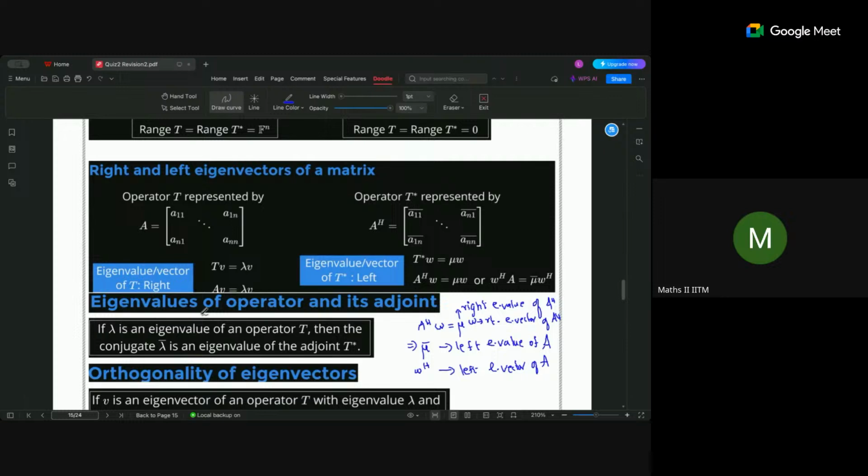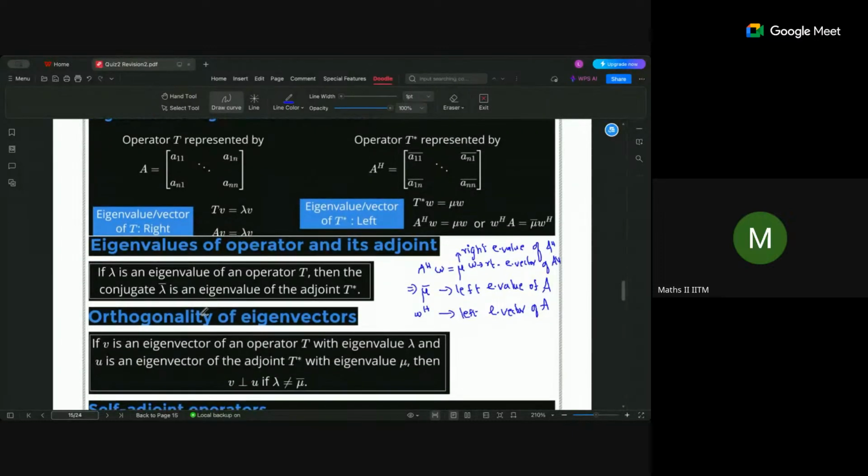So the next thing is, what is the property we have about eigenvalues of an operator and its adjoint? If lambda is an eigenvalue of an operator T, then lambda bar is an eigenvalue of the adjoint T star. So you have the complex conjugate as an eigenvalue of the adjoint operator. And eigenvectors corresponding to distinct eigenvalues, like lambda for T and mu for T star, are orthogonal if lambda is not equal to mu bar.